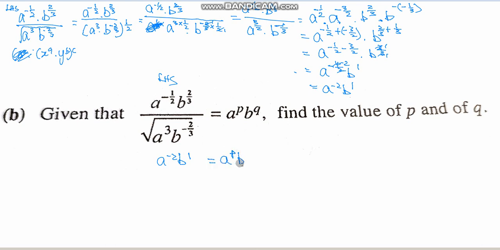Okay, now when we compare both, let's compare the term with A base. Therefore P must equal minus 2, and then compare the B term. So Q, this B term, Q must equal this one. That's it.